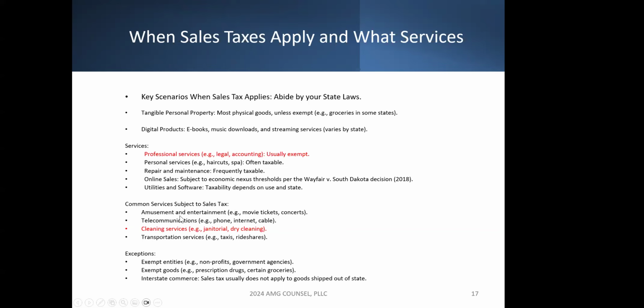Common sales tax items: amusement parks, your cell phone. Cleaning service is a big one too. Sometimes when I looked it up, that was new to me. And transportation services. So you have all of these that have sales tax.